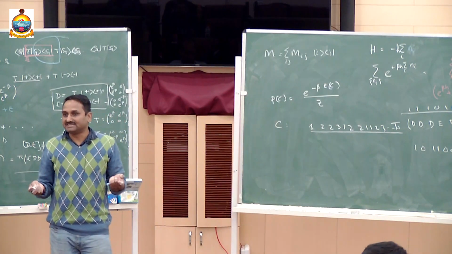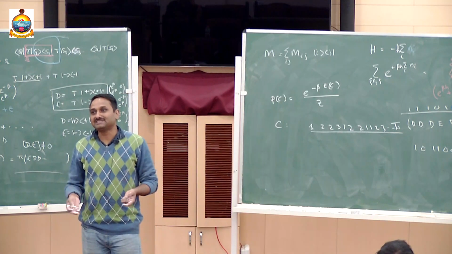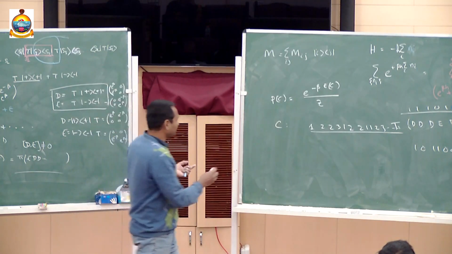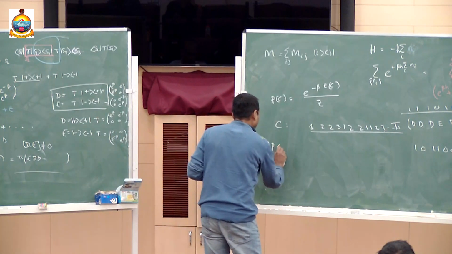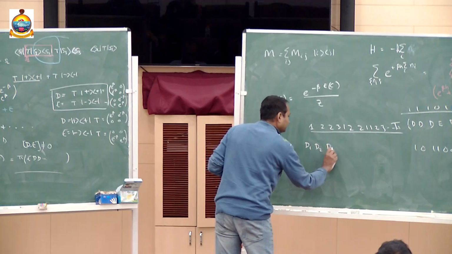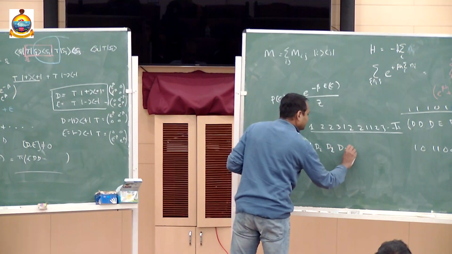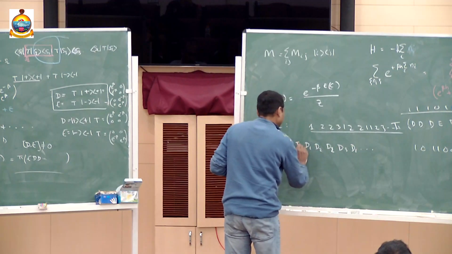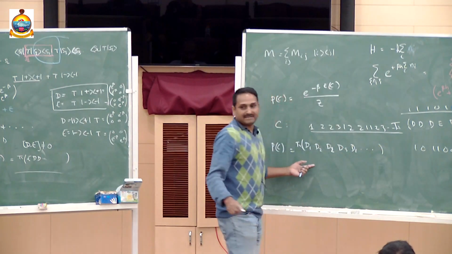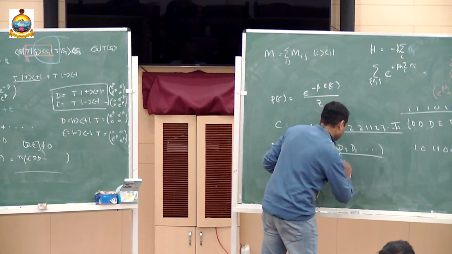So how do I want to represent it? 1 will be represented by some matrix called D1, 2 will be some matrix D2. So for this configuration, I want to write the probability as D1, D2, D2, D3, D1, like that, the trace of that divided by the partition function Z. I don't know what the dimension of the matrix is at this stage. The partition function is whatever I have calculated.